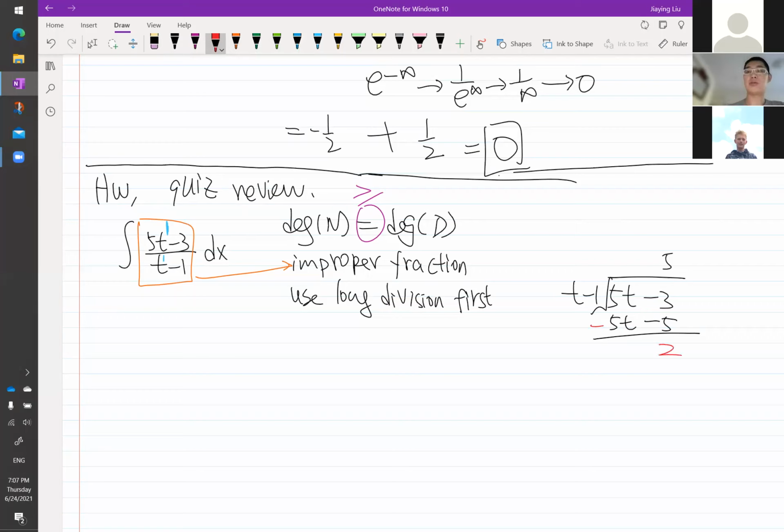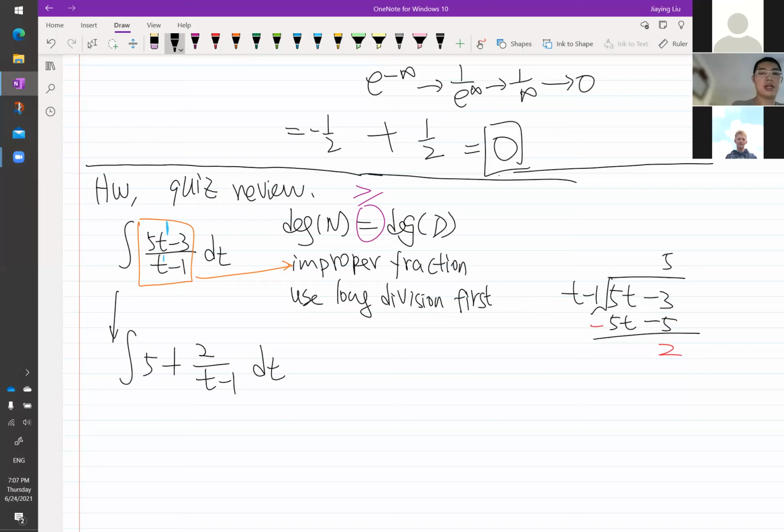That's a 2, right? 2 is already less than, the 2 has a degree 0, less than t. So we're not going to continue, we're going to stop there. So this 2 is a remainder. So this fraction of the integral, we can write it as 5 plus 2 over t minus 1 dt. I think it's dt, sorry. dt.